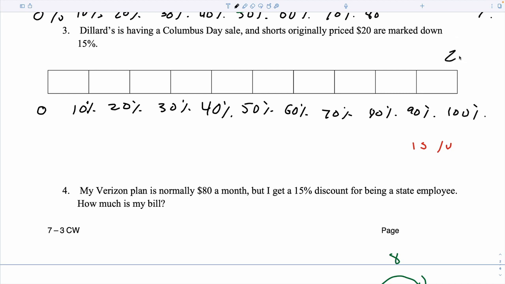If my total is 20 bucks, what do I count by, Lee? 2, 4, 6, 8, 10, 12, 14, 16, 18.